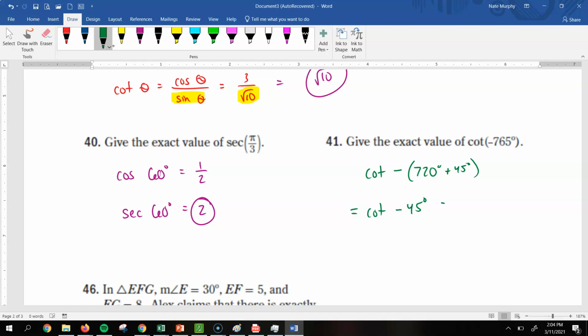In quadrant 4, remember, it's going to be cosine over sine. So the cosine in quadrant 4 is positive, so the cosine of that would be square root of 2 over 2. And the sine is negative, so it would be negative square root of 2 over 2. So remember, since we're dividing the same thing top and bottom, they would cancel each other out, leaving us with 1, or in this case, negative 1.